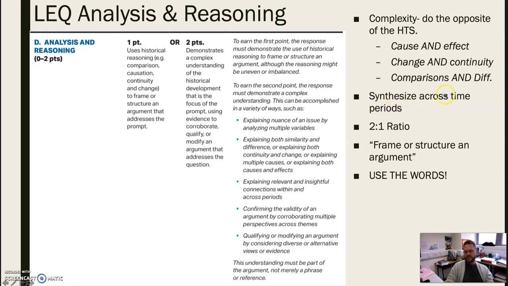Another way to do it is synthesize across time periods. That's a harder way to do it, but essentially what you have to say is if A and B is my argument here, then in this time period A and B also occurred, right? And so the whole thing needs to happen, but that is one way to do it. Remember the 2-to-1 ratio, right? Whatever you do, do it with 2-to-1. If you have 2 effects and a cause, 2 causes and an effect, 2 changes and a continuity, 2 continuities and a change, that will help build complexity as well.